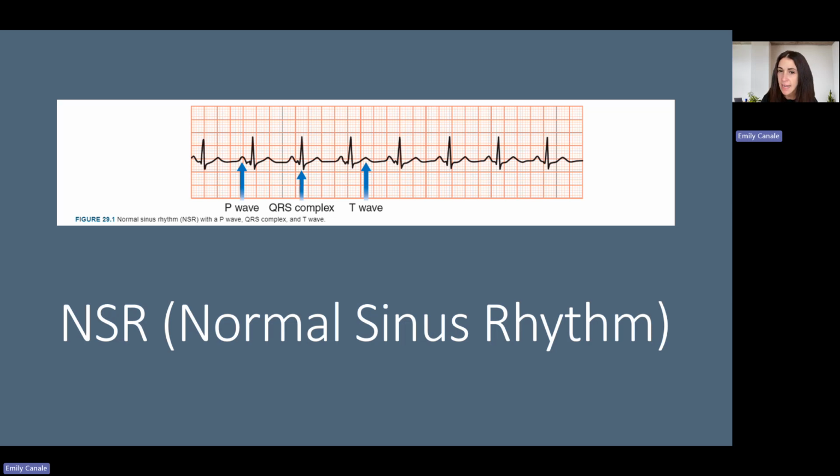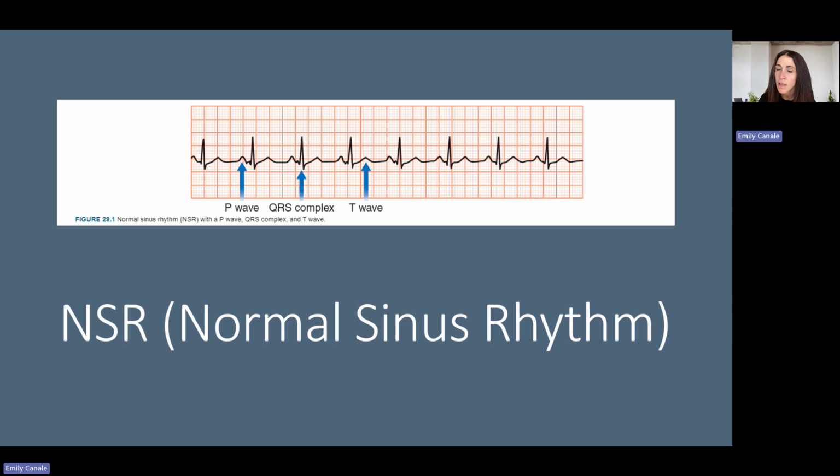So again, it's not necessarily used for rhythm interpretation, but it can be helpful in monitoring for hypo or hyperkalemia, if they're having a STEMI, which is a heart attack, or other cardiac disorders. So we do really look at that. So you should be seeing, again, all of these in your rhythm strip.